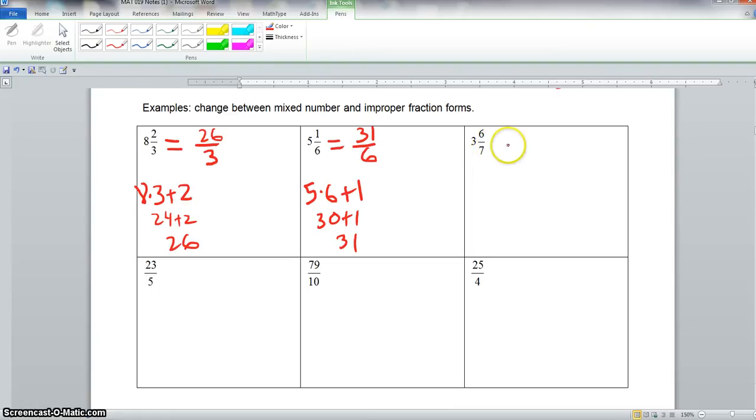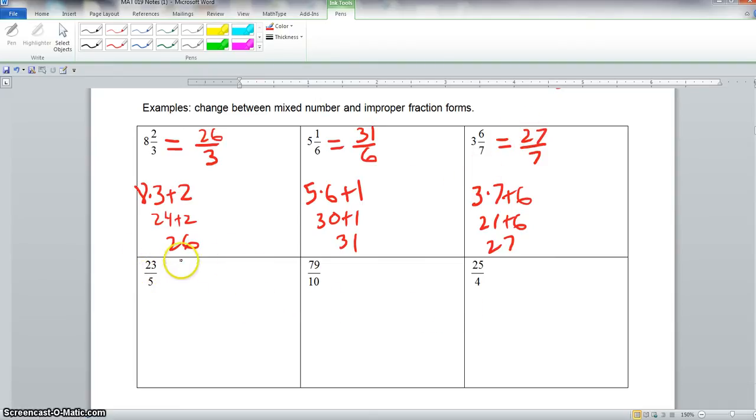Now we come here, same thing. We carry over our denominator, which is 7. Find our numerator, we'll take 3 times 7 plus 6. 3 times 7 is 21, plus 6 is 27. So now we come down here to the bottom 3.